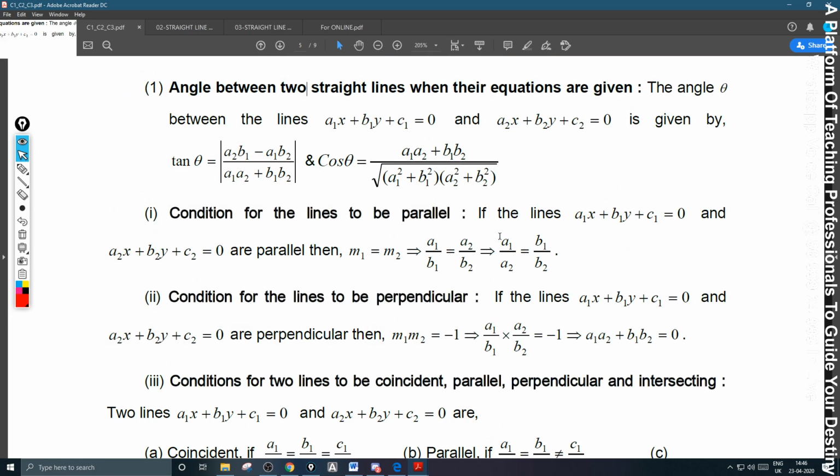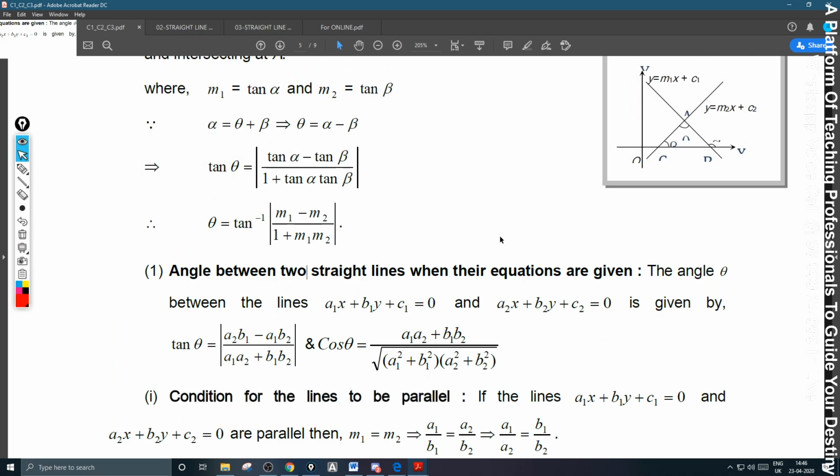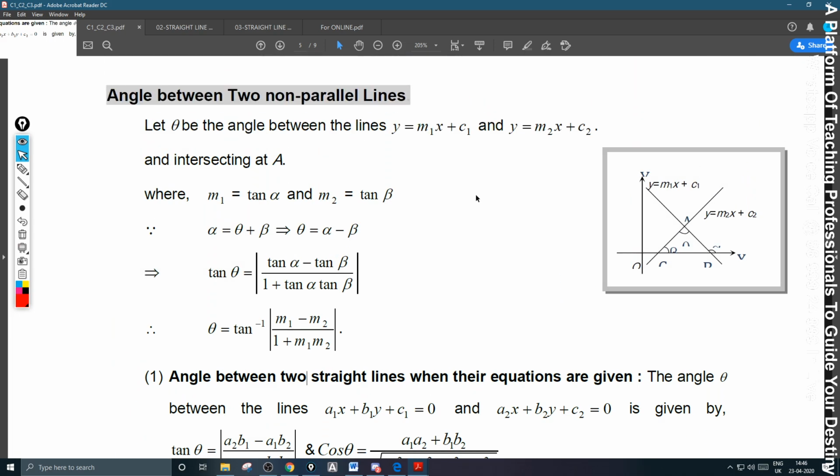This is what I just now derived: the angle between these two lines. This is the tan theta formula, which is also very important because you will get the application of this further in calculus.